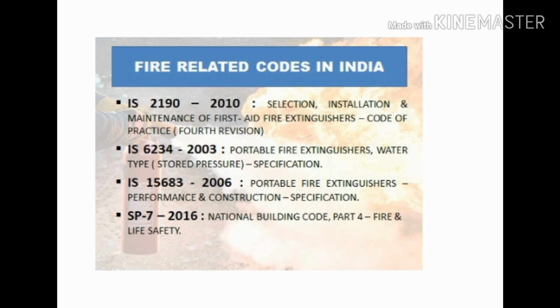Fire related codes in India: IS 2190-2010, Selection, Installation and Maintenance of First Aid Fire Extinguishers, Code of Practice, 4th Revision. IS 6234-2003, Portable Fire Extinguishers, Water Type, Stored Pressure, Specification. IS 15683-2006, Portable Fire Extinguishers, Performance and Construction, Specification. SP 7/2016, National Building Code, Part 4, Fire and Life Safety.